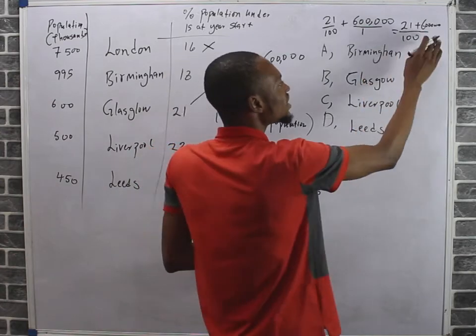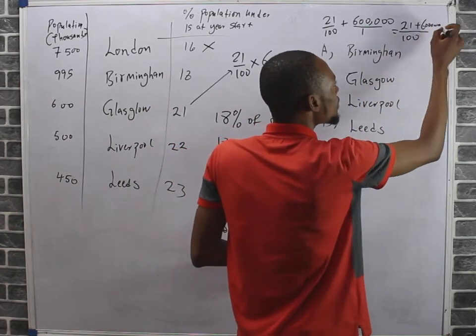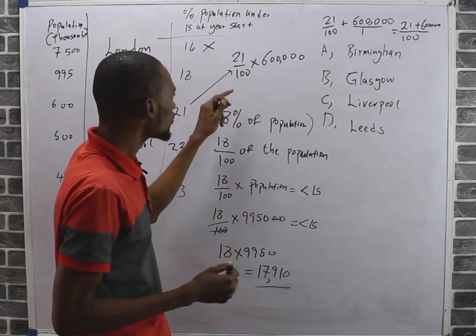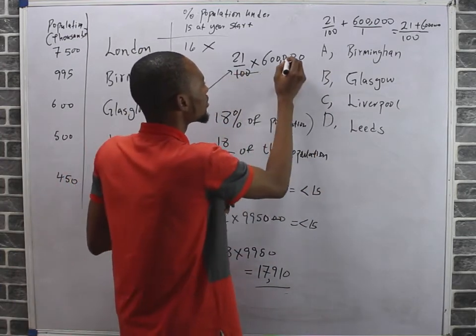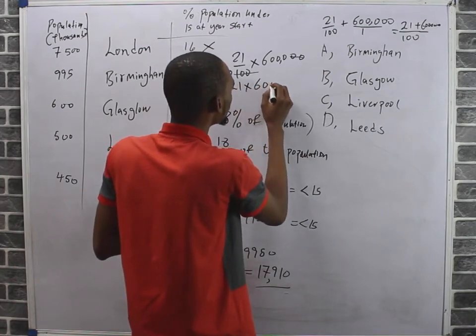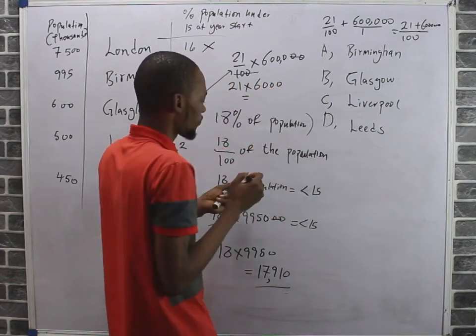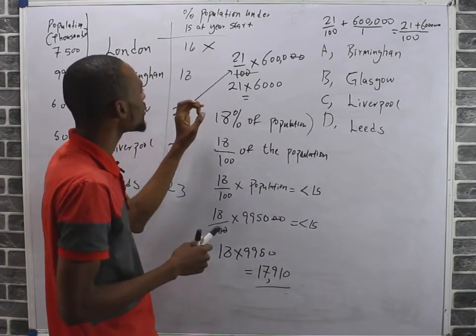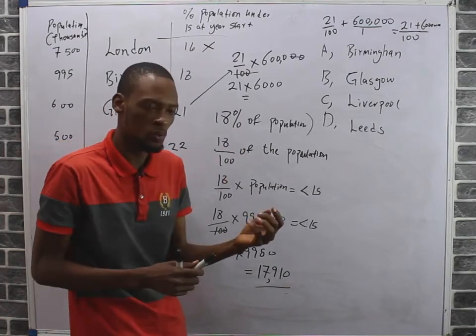And after adding, you still have many zeros. Just cancel the number of zeros there, cancel 100. You get the answer. This is the same thing as 21 times 6,000, equals the total population that is under 15 in Glasgow.